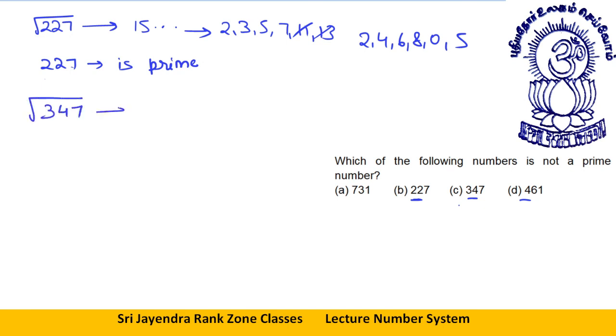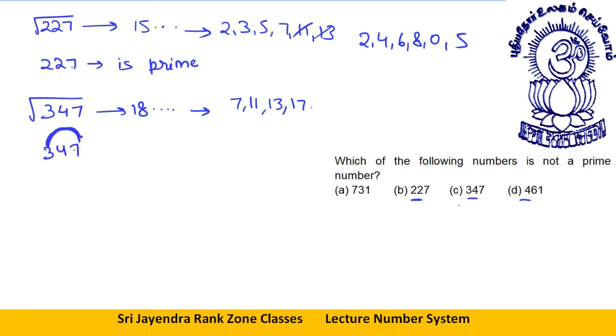What is the square root of 347? 18 point something. So I will try to divide this by 2, 3, 5. I don't need to check these. 7, 11, 13, 17. 347 divided by 7: 28, 67, 63. Not divisible by 7. Let's remove it. Okay, 347 by 11.